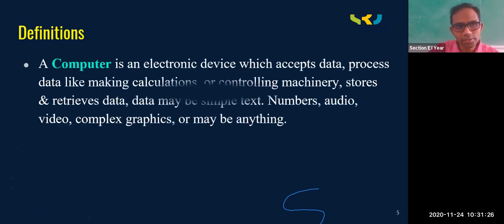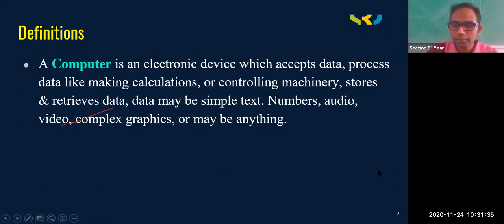Coming to the basic definitions, a computer is a, somebody is annotating. Just a second.